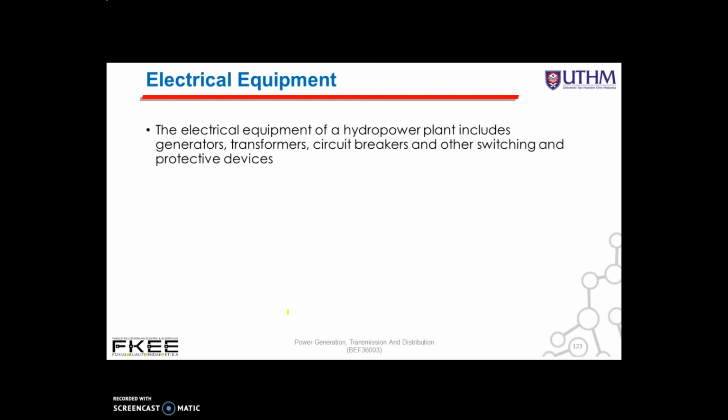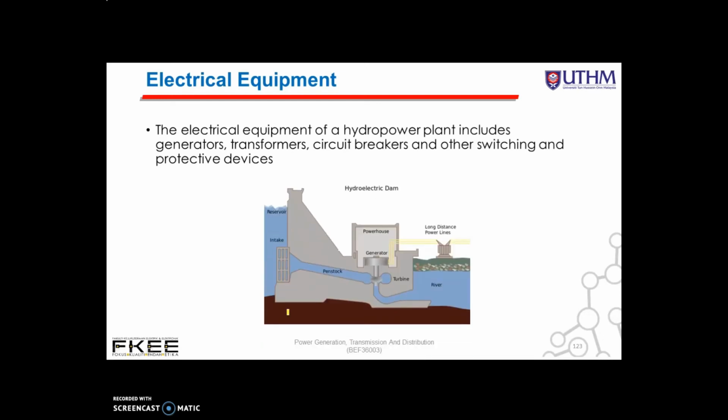The third component of a hydropower plant is the electrical equipment. The electrical equipment of a hydropower plant includes the generators, the transformers, the circuit breakers, and other switching and protective devices.